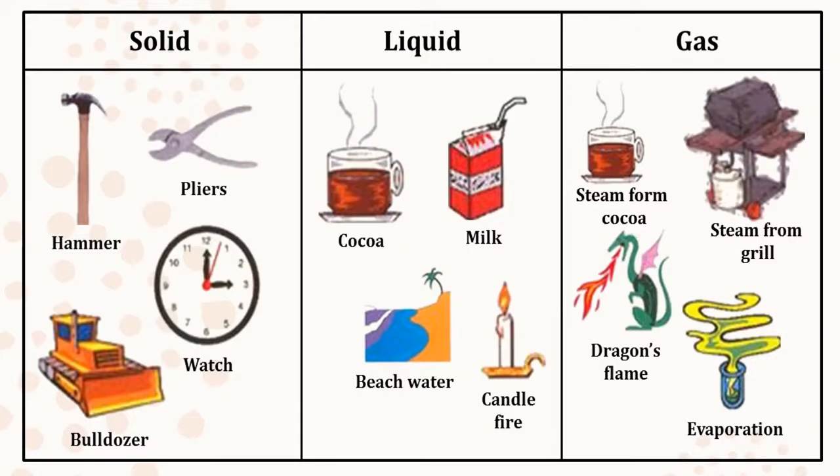A few examples of solid again here are hammer, pliers, watch, bulldozers. लिक्विड के अंदर कोको, milkshake, milk, beach water, candle fire. When you light the candle, it melts. ठीक है, so that is an example of liquid. गैस में steam coming from hot soup or rice while cooking. Then the evaporation, steam coming from grill, the air around you. These are all examples of gas.